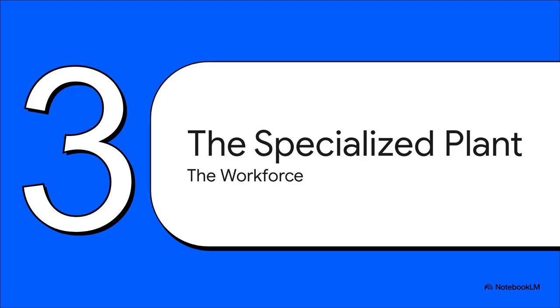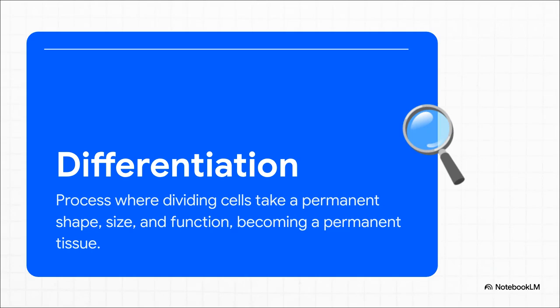So, what happens after the construction crew churns out all these new cells? They can't just keep dividing forever. At some point, they have to specialize, get a job, and become a part of the plant's permanent workforce. And this process has a name. It's called differentiation. It's kind of like the cells are graduating. They take on a permanent shape and size for a very specific role, and when they do that, they lose the ability to divide. They've officially started their career.